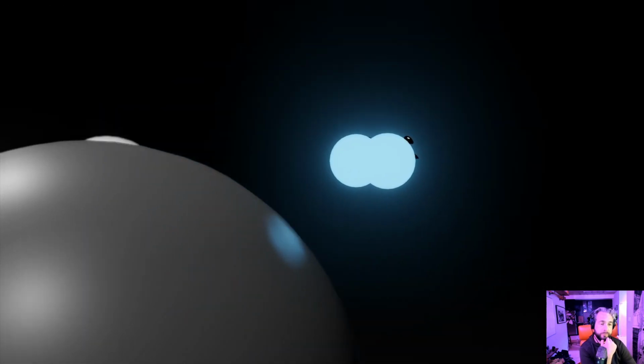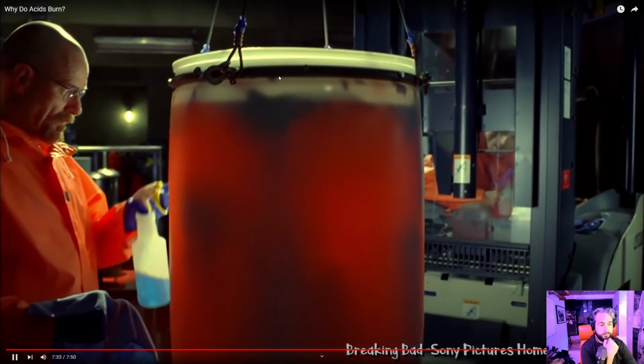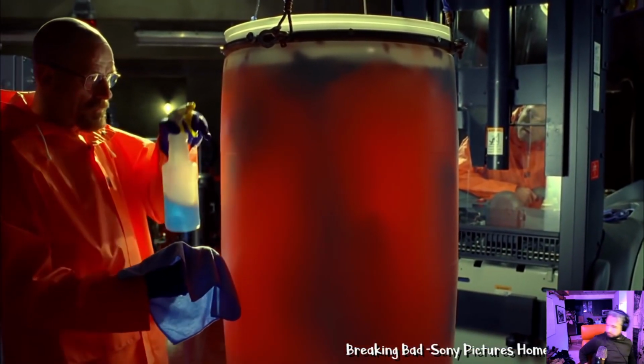None of these electrons would be happy giving up their proton to the base, so there's no reaction. Thus, almost all acids and bases don't eat through plastic, but have no issue burning us.